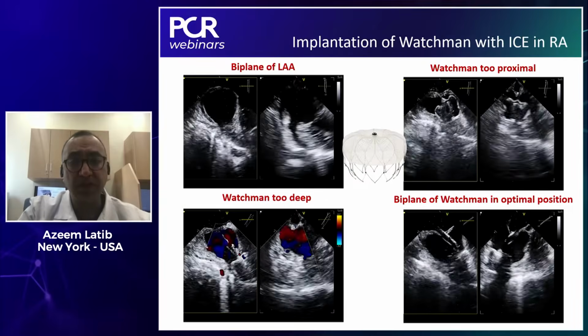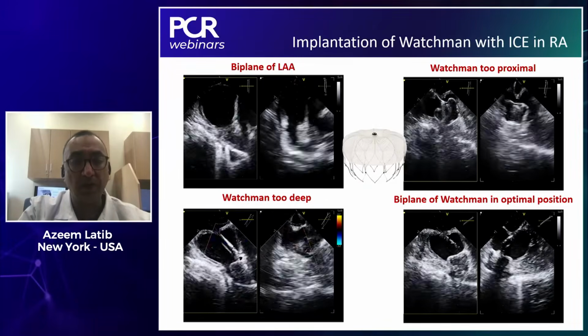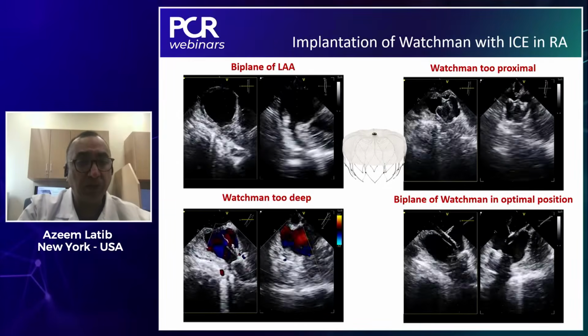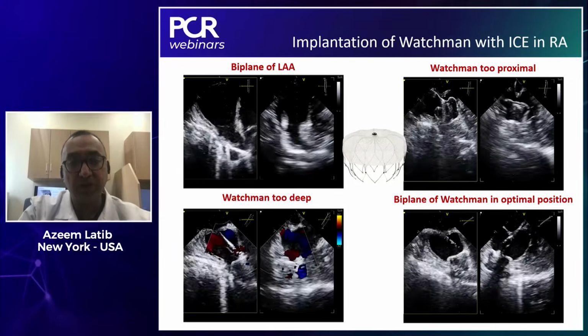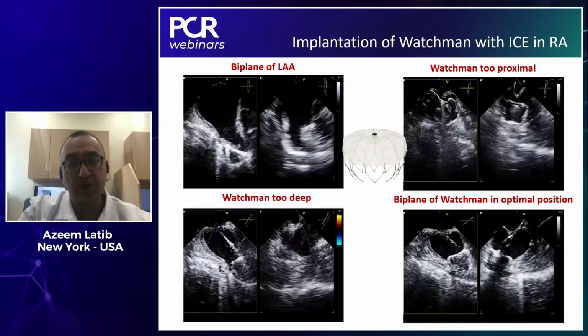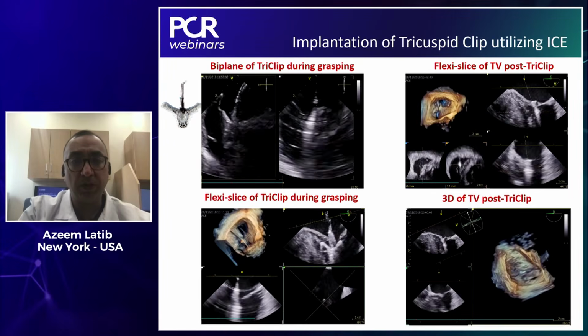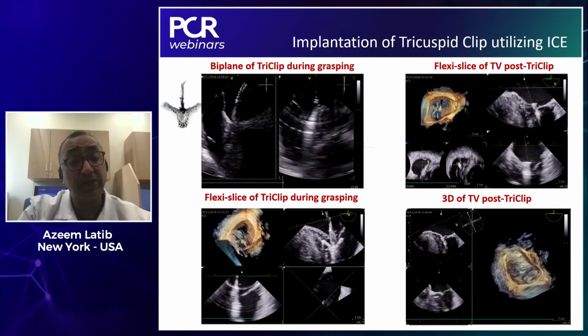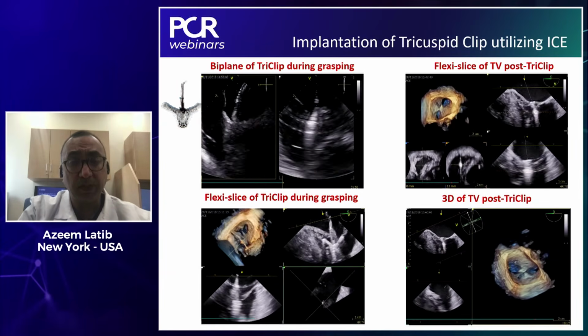Here's an example of a Watchman, and you can see on the bottom left picture where the Watchman has been implanted too deep. On the top right, it's too proximal, and then a good position on the bottom right, again showing you the quality of the imaging. We're also showing you some examples of using the 4D ICE catheter to do tricuspid clipping.